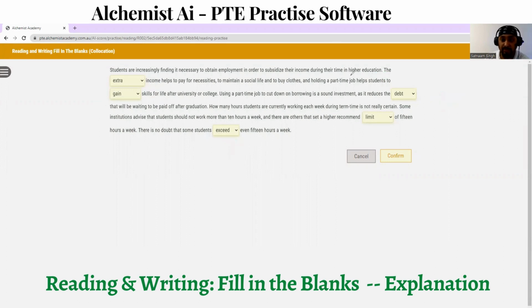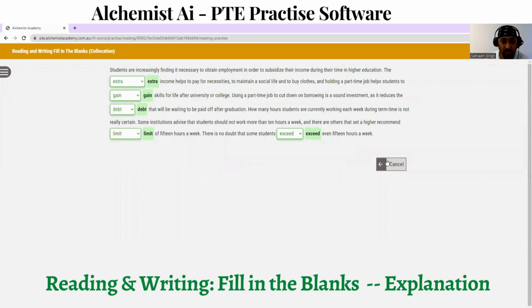Let's have a look and confirm whether this is the right way to do it or not. There you go. So this is how you should start doing your collocations. I hope this explanation helps. Good luck.